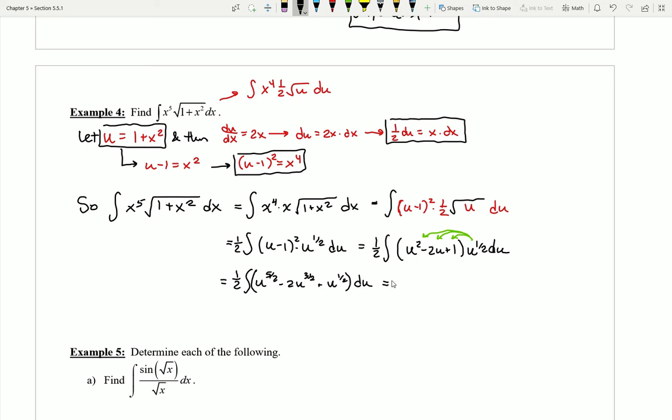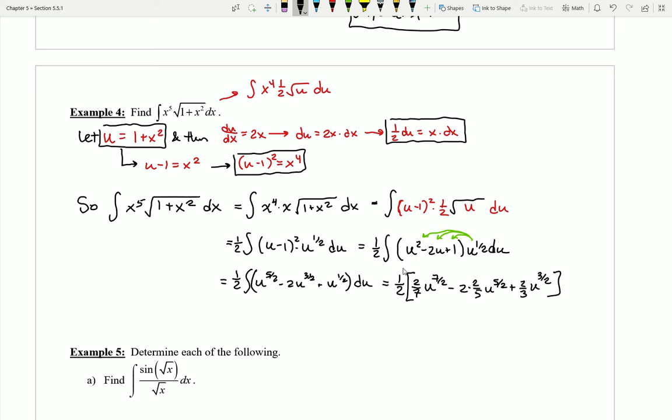So notice that my antiderivative here would just look like, I would have the 1/2 on the outside, and then I would add 1 to the power and divide by the new power, or multiply by its reciprocal. Here, I would add 1 to the power, and then divide by the new power, or multiply by its reciprocal. And similarly, I just keep going down the line. Add 1 to the power, multiply by the reciprocal of that power. Okay, so I have this.